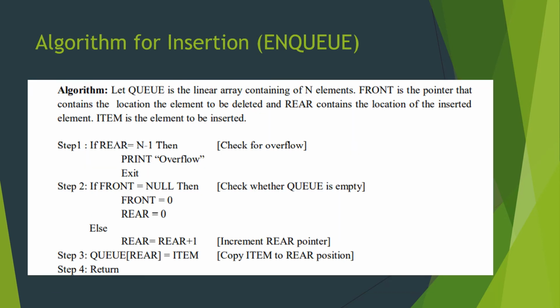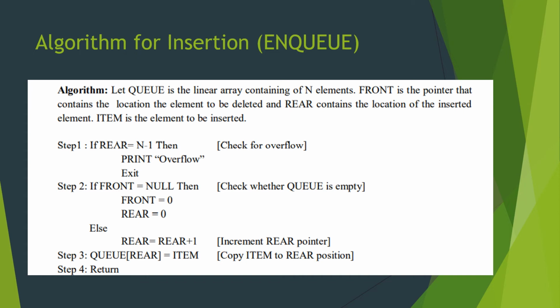Then we move on to the algorithm for insertion. This process we can call NQ. Let the queue be a linear array containing n elements. The front is a pointer that contains the location of the element to be deleted, and the rear is a pointer that contains the location of the element inserted in the queue. Item is a variable; it is the element to be inserted. Some steps are to be followed here.